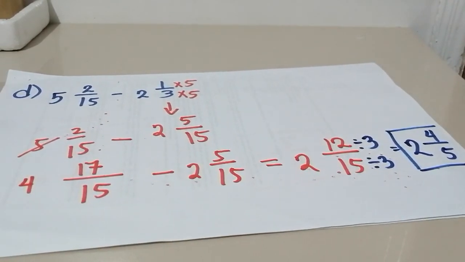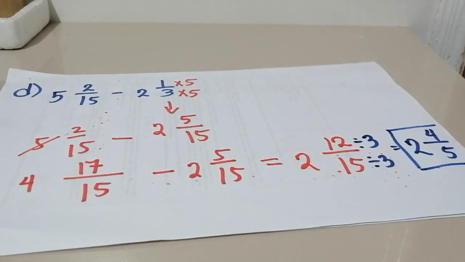Okay? So, that's how we subtract dissimilar fractions with and without borrowing.